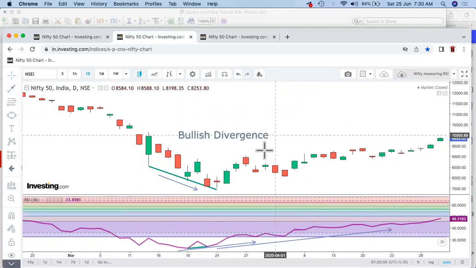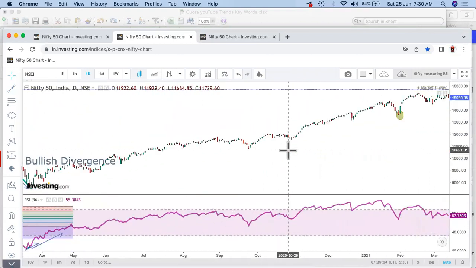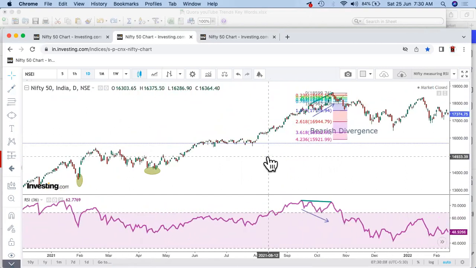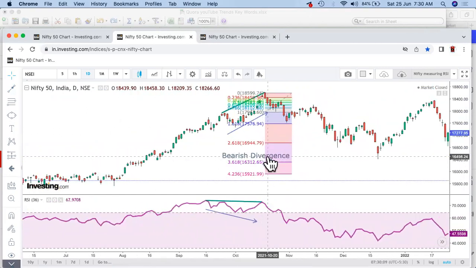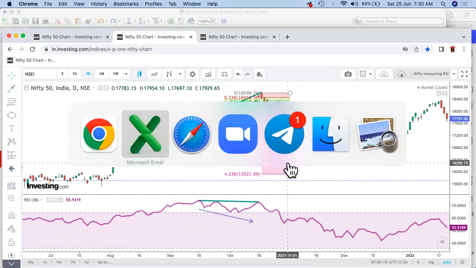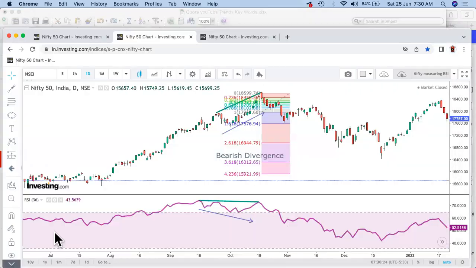So we saw two examples. One is there of bullish divergence, and one example which was there of bearish divergence. Now, apart from these two divergences, which are bullish and bearish divergence, we have something called hidden divergence also. Now, what is hidden divergence? Let's try to find out with the help of an example.